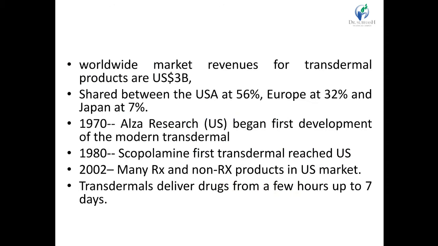Some history that we have to show. In 1970, Alza research began the first development of the modern transdermal, the starting point of innovation in transdermal drug systems. In 1981, the first transdermal product, scopolamine for motion sickness, appeared. By 2002, many products were available in the US market. With transdermal drug systems we can achieve drug release from a few hours up to 7 days.